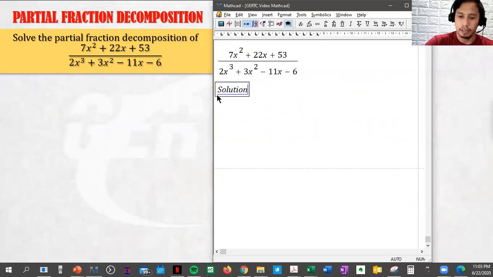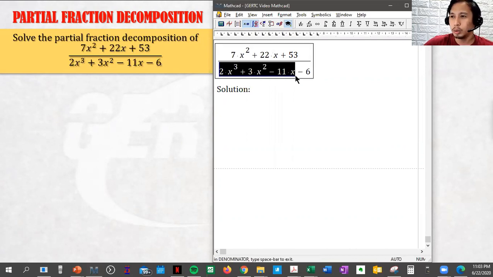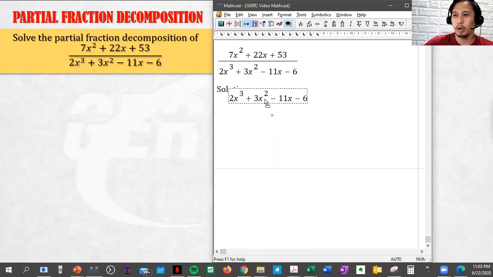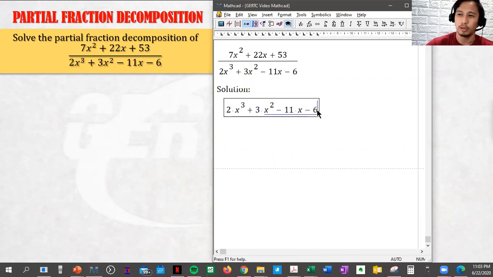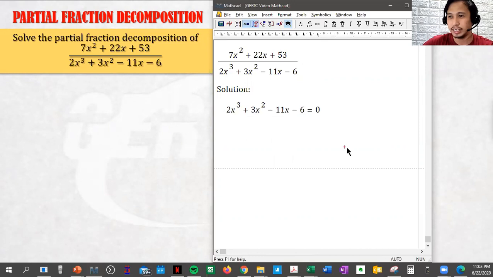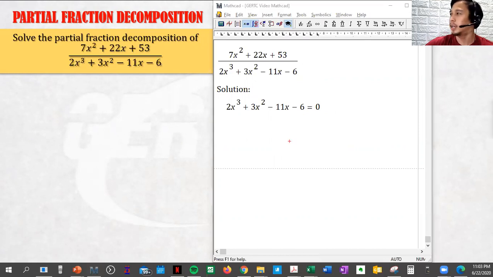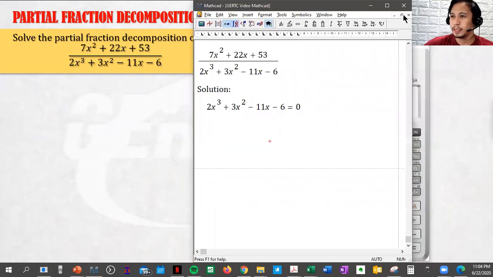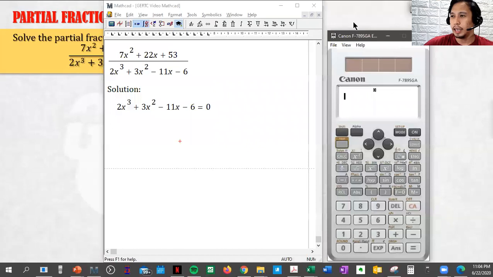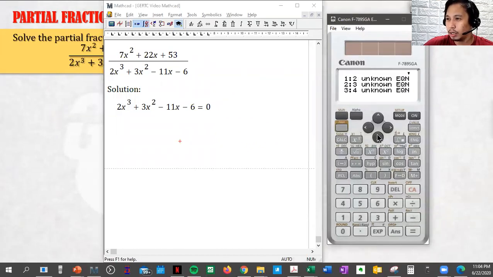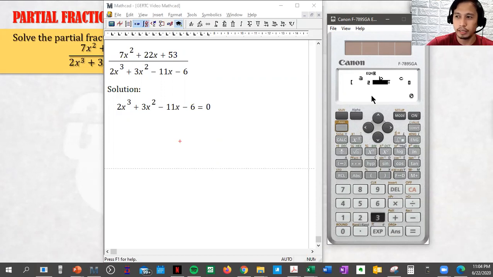Solution. So, ang unang gagawin natin is we're going to write this in a factored form. And to do so, we are to solve for the roots or the values of x. We discussed that in our level 3, how to evaluate that using Canon calculator. Okay. So, using this. Ano nga yung gagawin? Mode 5, then down. Ito. Cubic. So, input lang natin, 2, 3, negative 11, and negative 6.